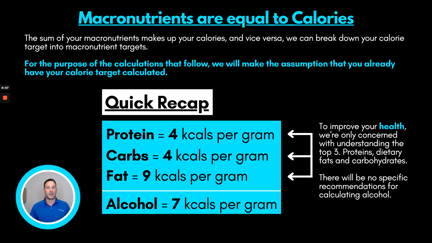However, if we're concerned with improving your health, and also working out how we convert the numbers we're going to look at today into a meal plan, we're only going to be concerned with the top 3: protein, carbs and fats. These are obviously what we're going to use to improve your health. Alcohol is not really going to improve your health, so we're not going to be concerned with calculating anything to do with alcohol today.